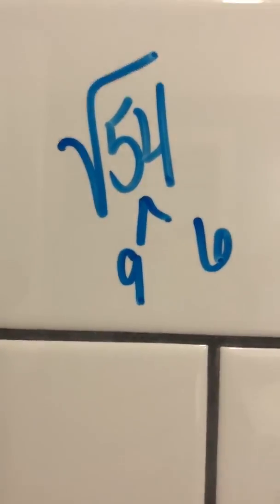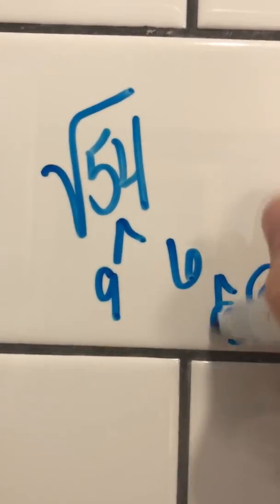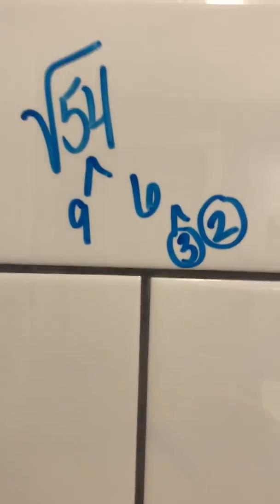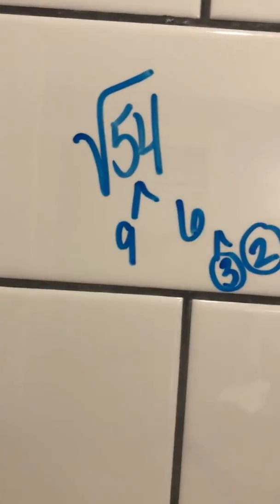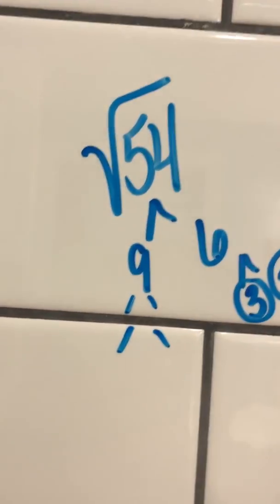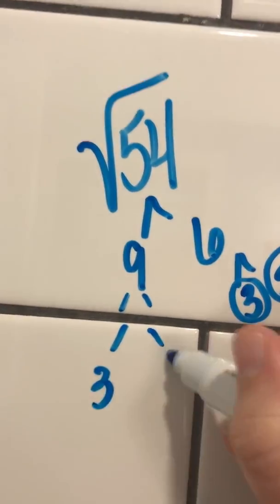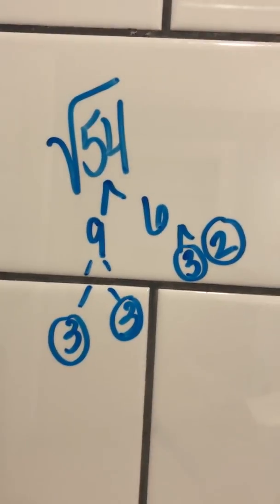So I have 9 and 6 for now, and 6 can break down more. It can break down into 3 and 2. So for 3 and 2, I'm going to circle those. I like to call those the leaves of my tree. They're my prime numbers. They can't break down anymore. I'm going to circle them and go back to them later. And then for 9, I'm going to break that down into 3 and 3. And again, I can circle those, and I'm going to come back to them later.